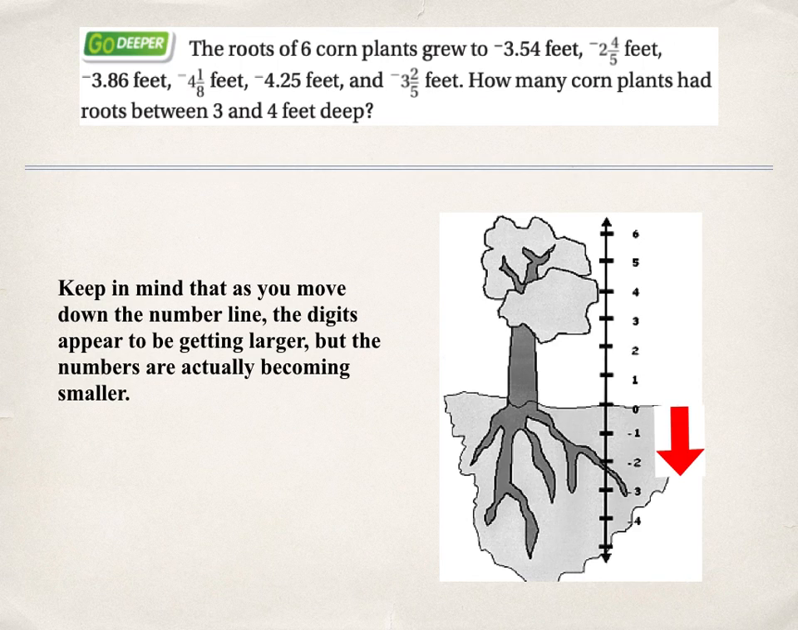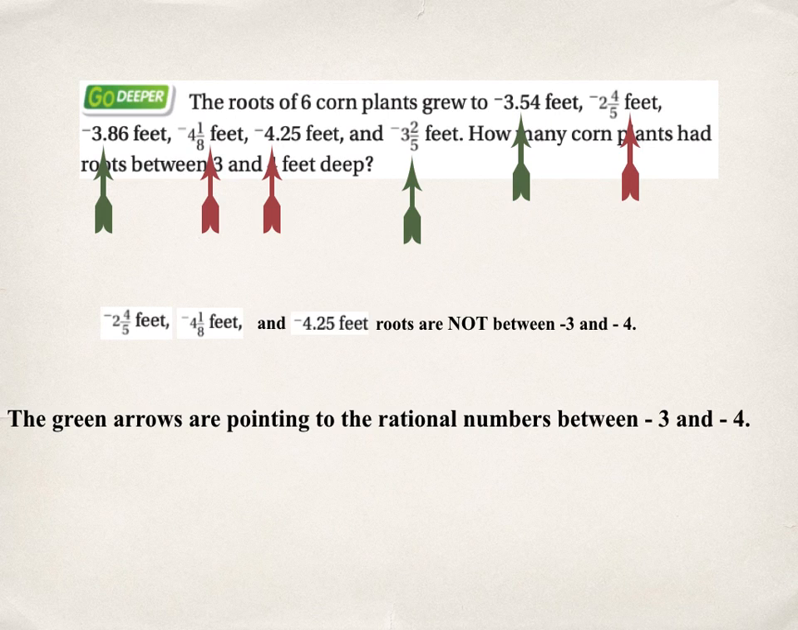Keep in mind that as you move down the number line, the digits appear to be getting larger, but the numbers are actually becoming smaller. As you can see, the rational numbers pointed to by the red arrows are not numbers that are between -3 and -4. The green arrows are pointing to the rational numbers that are actually between -3 and -4.